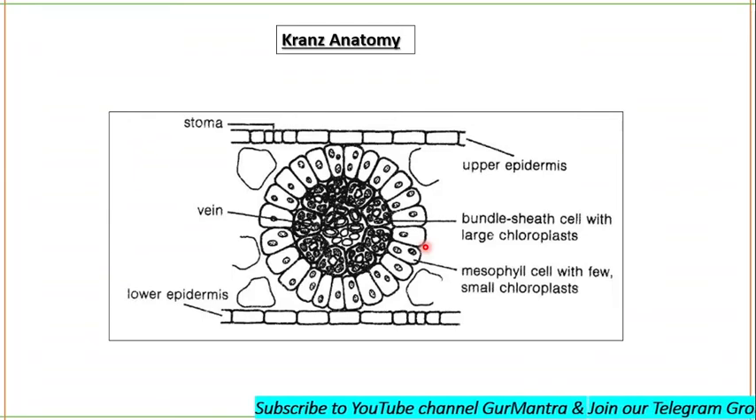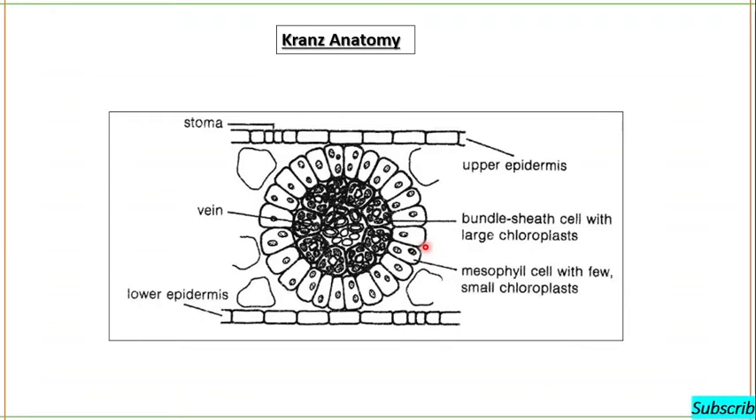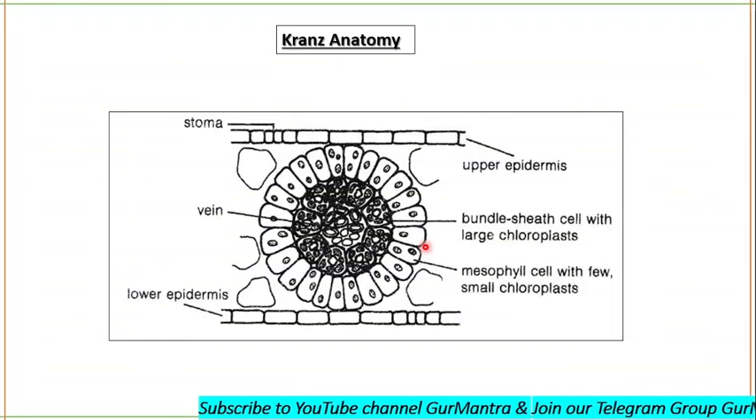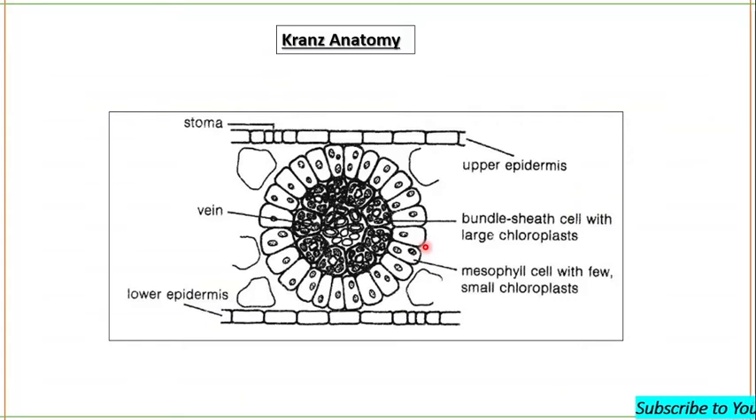Large chloroplasts are found in bundle sheath cells. Small chloroplasts are found in mesophyll cells. Which one is toward outside? It's mesophyll cell, and inside it's bundle sheath cell. Which one is having agranal chloroplast? Bundle sheath cell. Great. You understand it now.